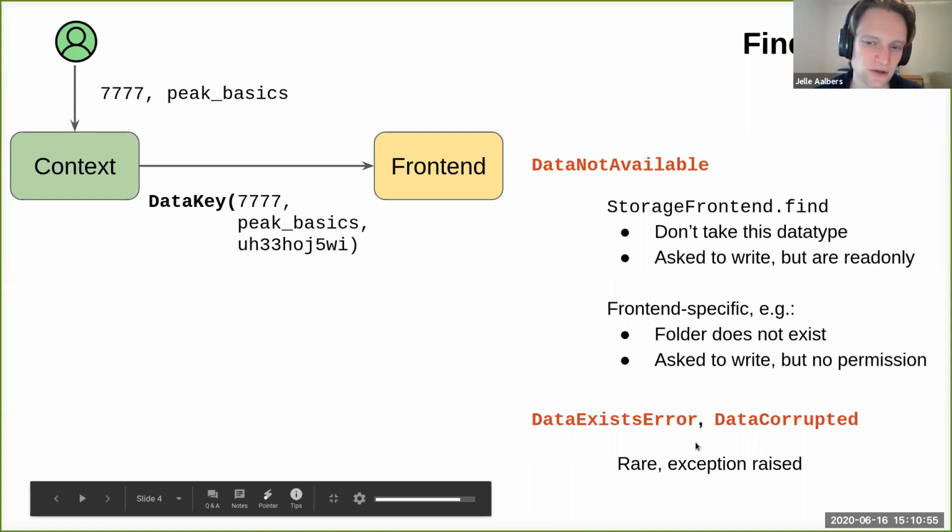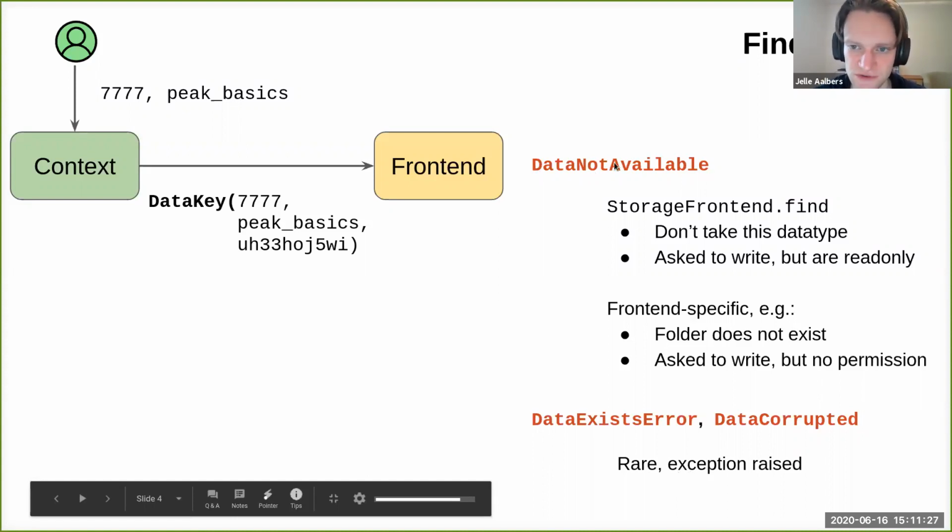A data exists error could happen when you're trying to write something that exists, but that should be really rare, because when something exists and you try to find it, Strax will give it to you rather than try to write it. And there's data corrupted, which means that this data is broken and somebody needs to delete it or try to recover it somehow if it's still valuable. Those things will actually raise an exception, so then it will just stop doing anything. Fortunately, they should be rare.